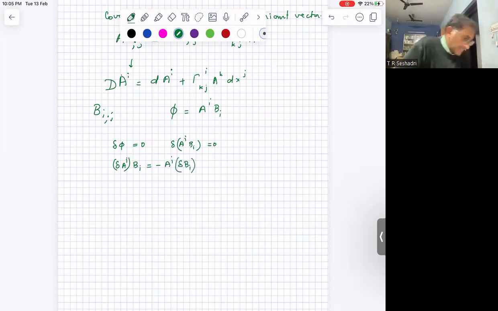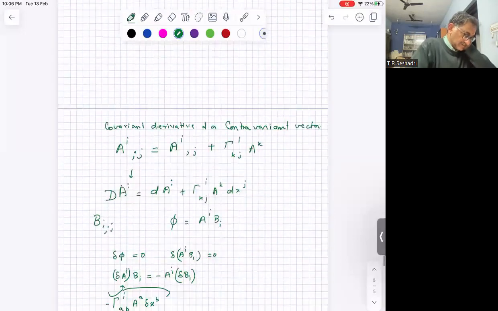Now let me substitute. I know what is delta Ai. Delta Ai is basically gamma iab Aa delta xb. Sorry, with a minus sign. That's how we define gamma here, with the minus sign.